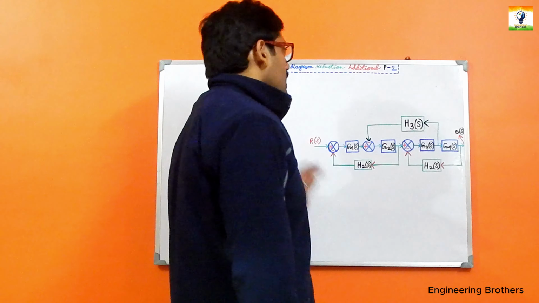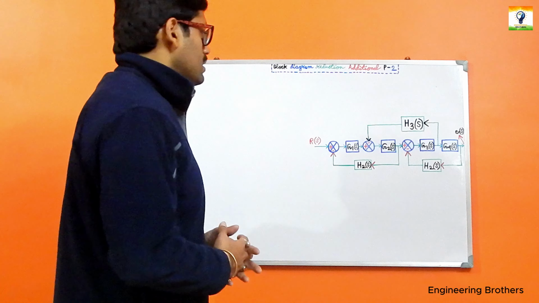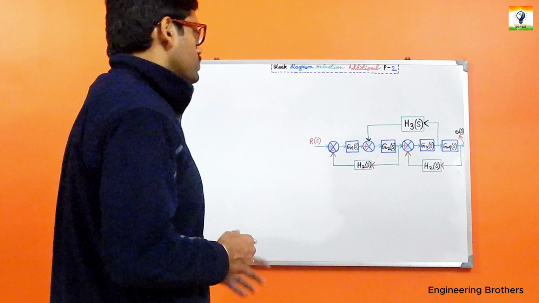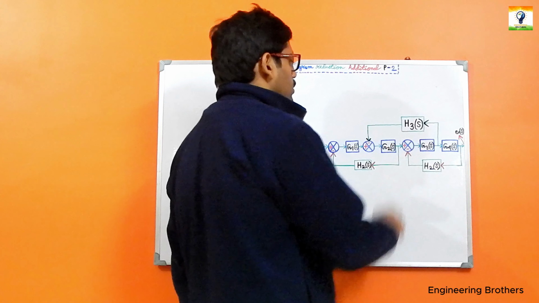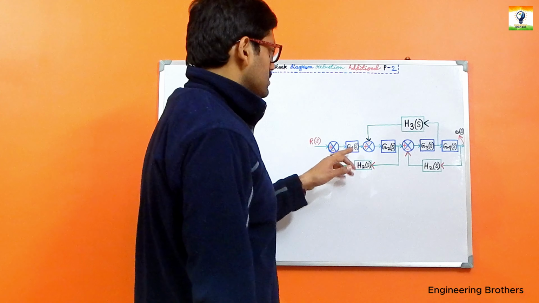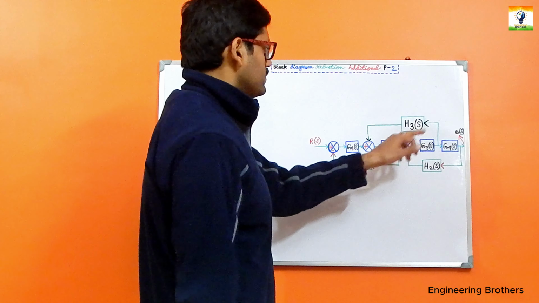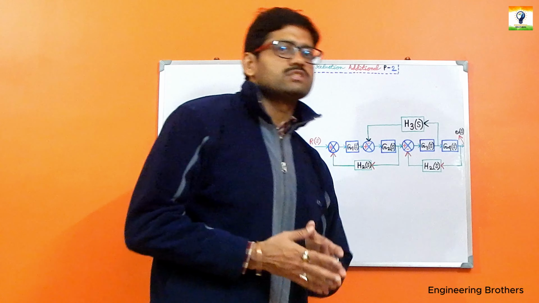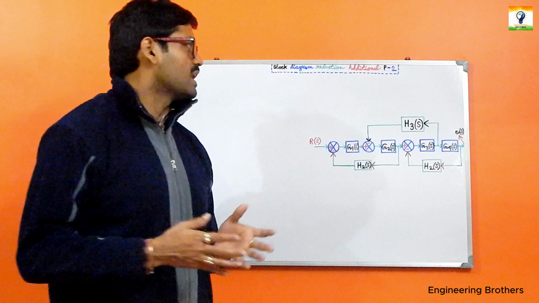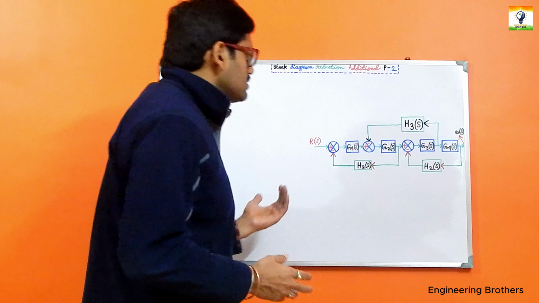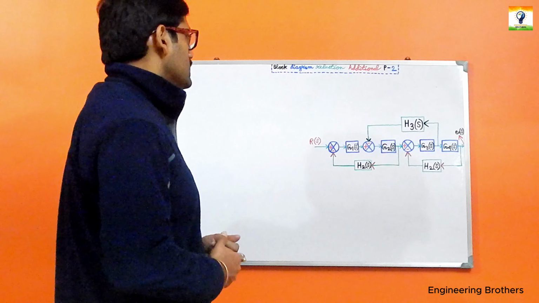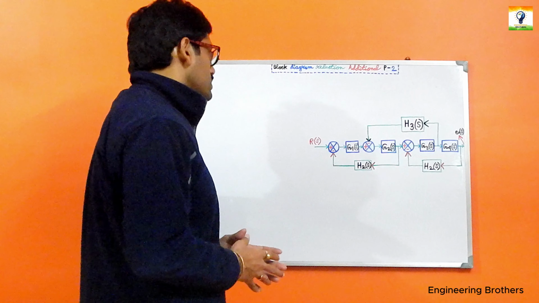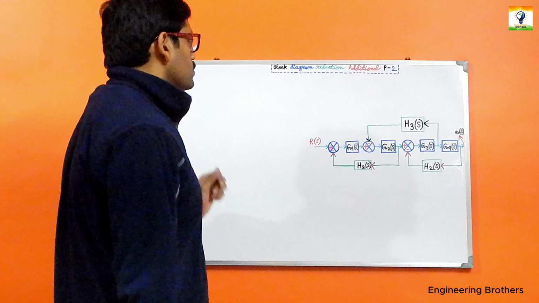Block diagram reduction, an additional problem. We have already explained how to reduce our blocks, and you can see that we have got seven blocks over here: one, two, three, four, five, six, seven. The ultimate objective for our present class is to convert these seven blocks into one block. That is the only thing that we are supposed to consider over here.